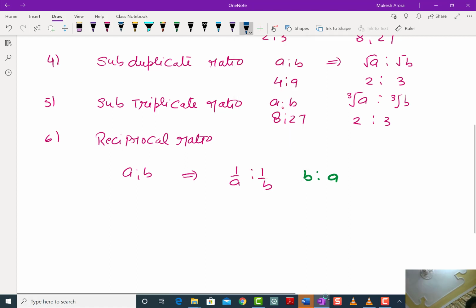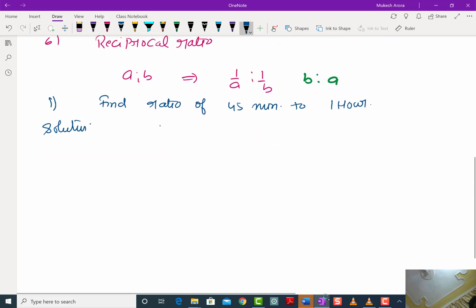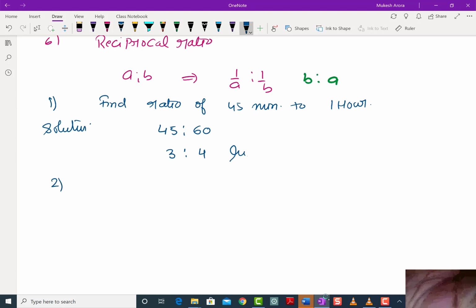First question is, find the ratio of 45 minutes to 1 hour. So solution, 45 minutes. So that is 45 ratio 1 hour, change the hour into minutes. This will be 3 ratio 4, right?